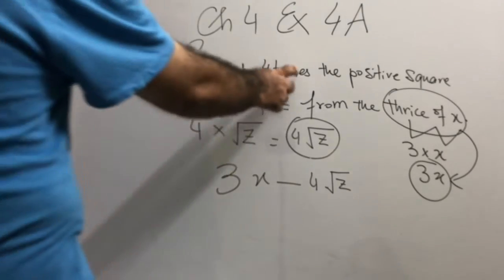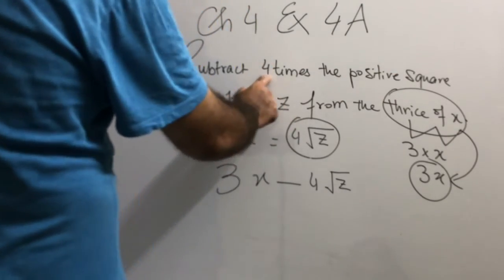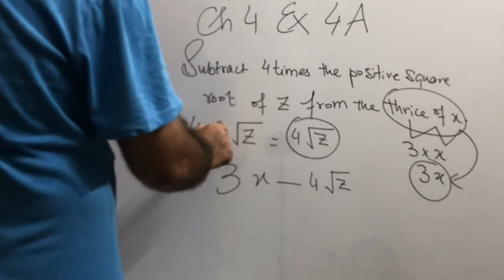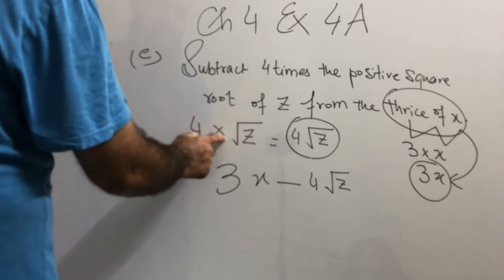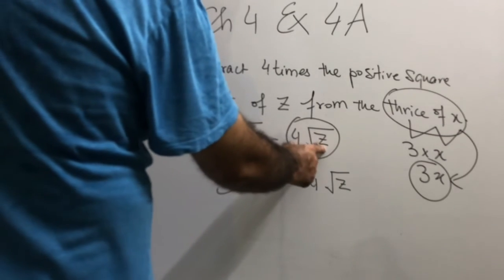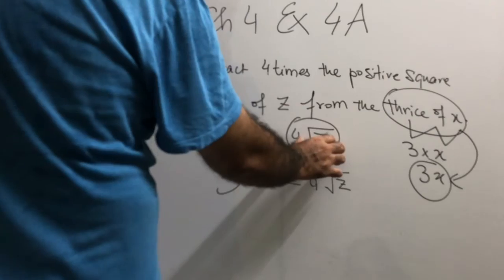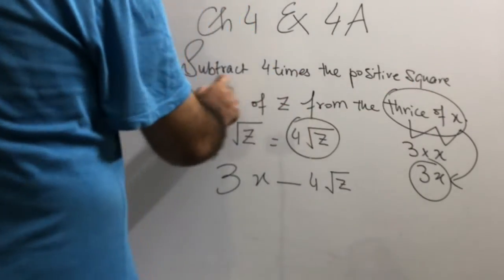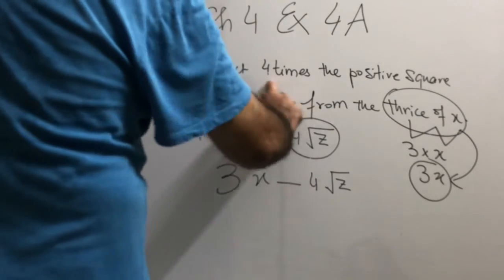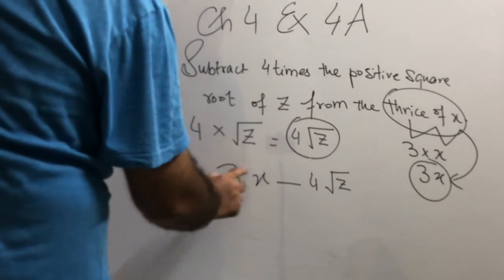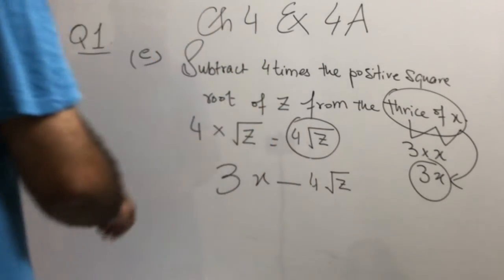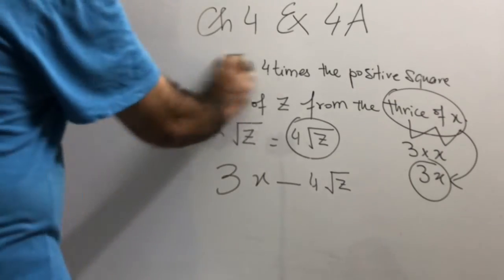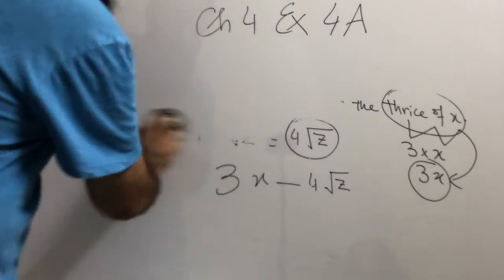Then we talked about 4 times the positive square root of z. 4 times means 4 multiplied by the positive square root of z. We know that no need of this multiplication sign, so we say 4 under root z. It means it is 4 times the positive under root of z. So we need to subtract this from this, so the minus sign must be with this one. We will say 3x minus 4 under root z. This is the answer for part E. This was the algebraic expression or algebraic language.